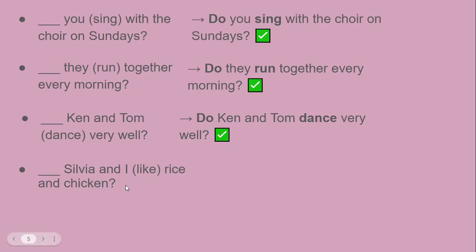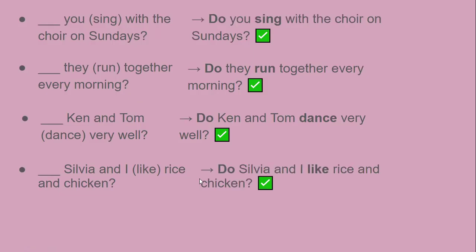If the subject is we, the rule says for subject I, you, they, and we use the auxiliary verb do to form the yes-no question. So the sentence becomes, do Sylvia and I like rice and chicken?